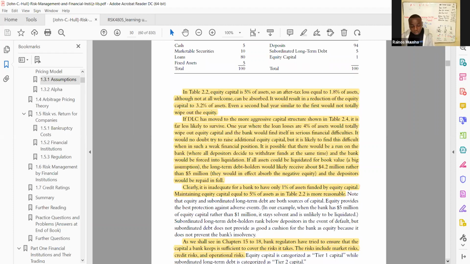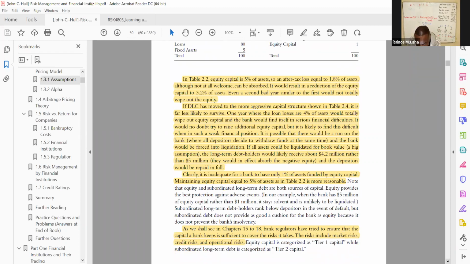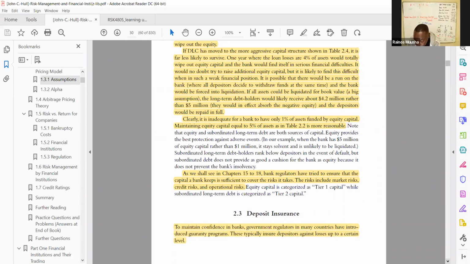We are going to look at this in detail when we get to chapters 15 to 18, because that's when we look at the Basel Accord in relation to the bank. Here they say, as we shall see in chapters 15 to 18, bank regulators have tried to ensure that the capital a bank keeps is sufficient to cover the risks it takes. The risks include market risk, credit risk, and operational risk. Are we on the same page on section 2.2? Any questions? Anyone lost?